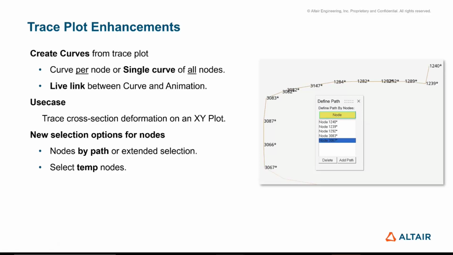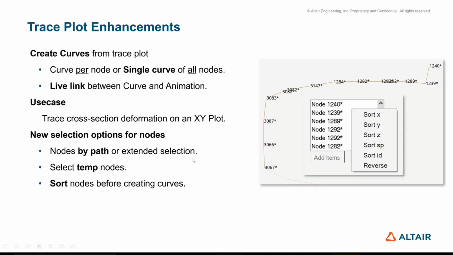Then you can also select temporary nodes. Sometimes you have a cross section or a section cut in your model that doesn't cut at actual nodes, it cuts through the model. In such cases, you want to be able to pick the temporary nodes that are at the cut. So you could do that also. You can see in this image, all the nodes with the star next to them are temporary nodes that are created when there is a section cut.